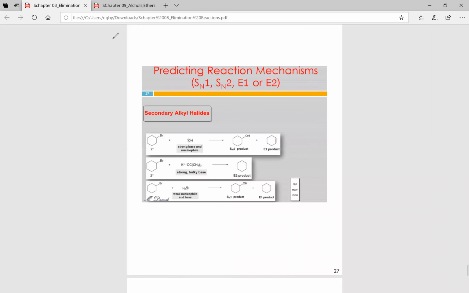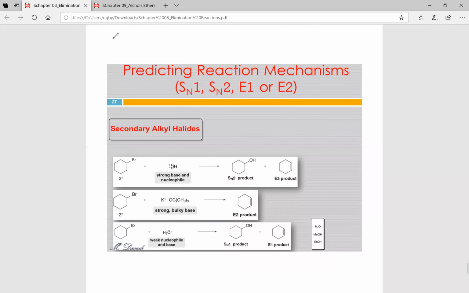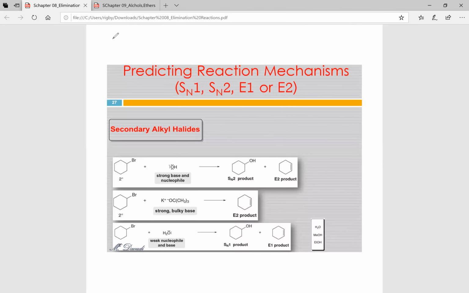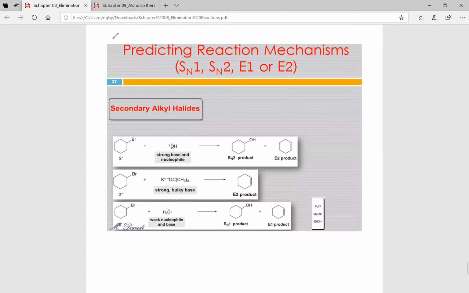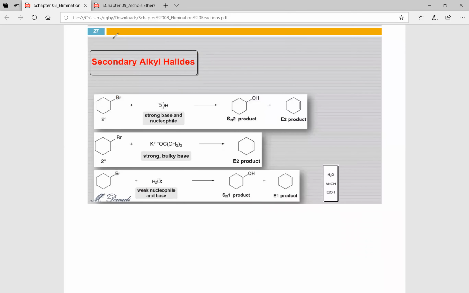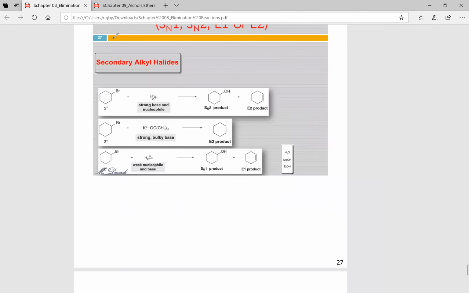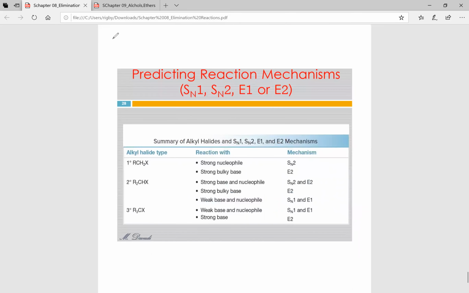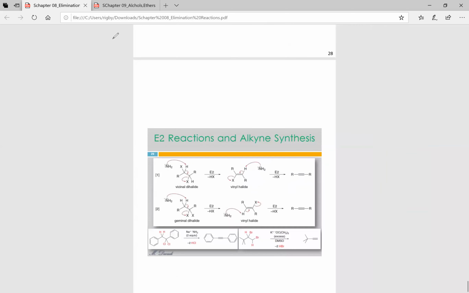So again, this is just going along talking about predicting reaction mechanisms of SN1, SN2, E1, or E2. We can see we have a strong base and a nucleophile. Oh, that'll be SN2 and E2. A strong bulky base is going to be preferred to be E2. And then a weak nucleophile, weak base, SN1 and E1. Okay, and then here's a chart here. This is a good chart if you want to memorize it, but I find that there are some easier ways to organize this chart. So again, I'll come back to that later.